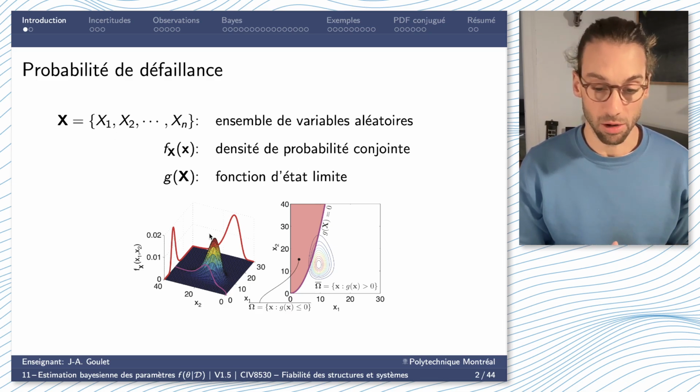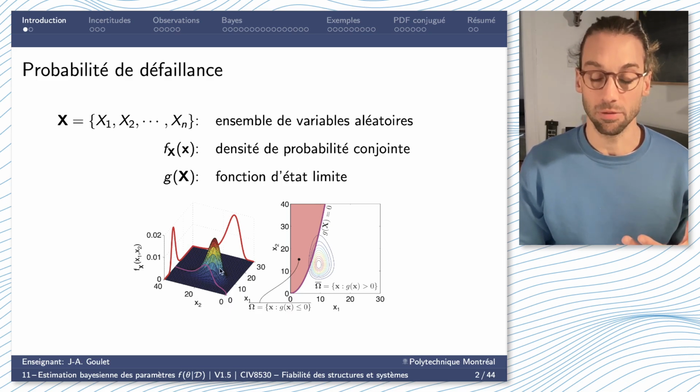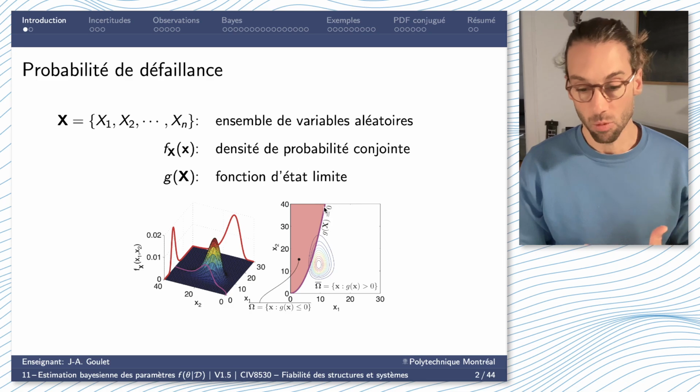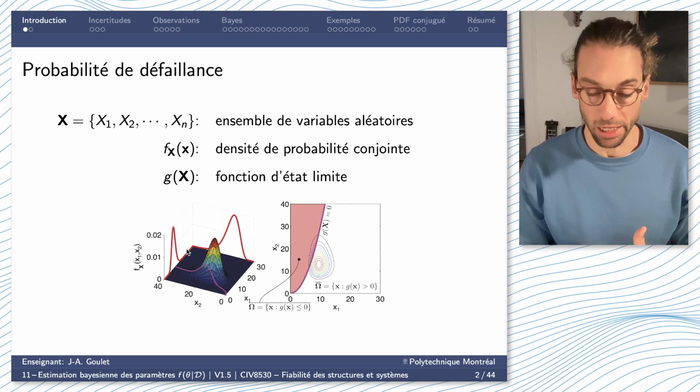So we have here f of x, the joint density for x. We have the same thing represented as contour. We have the failure domain in pink. We have the limit state function in purple. We have the marginal density right here.